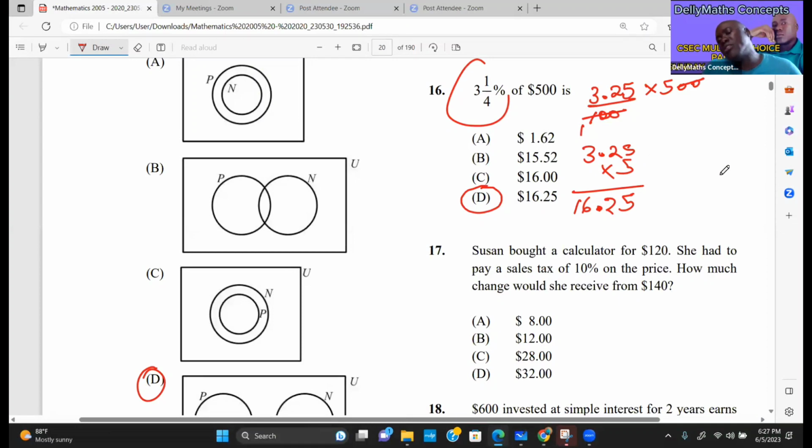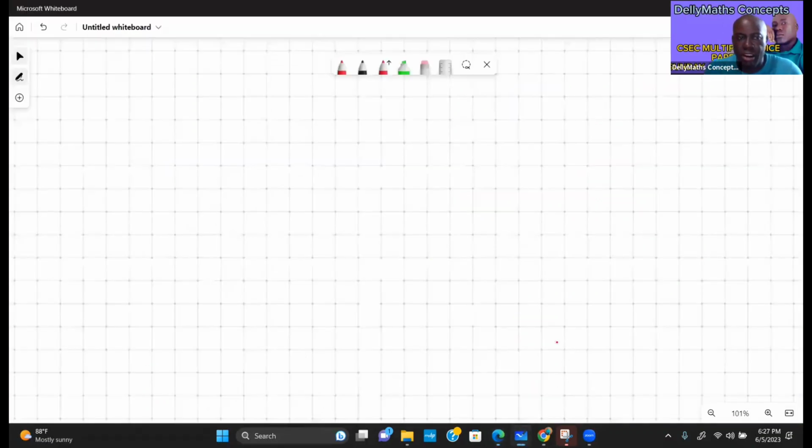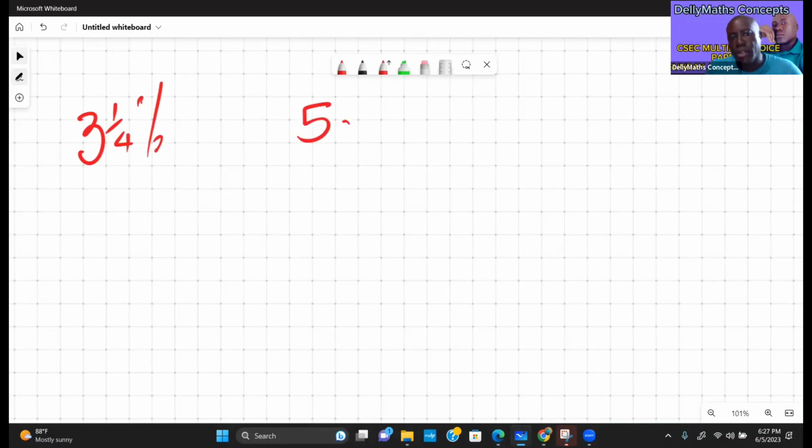You could break this down in a very creative way as well. Let me show you a creative way to break it down. It's just the nerd way. 3/4, 500. Now, this pen is really big.